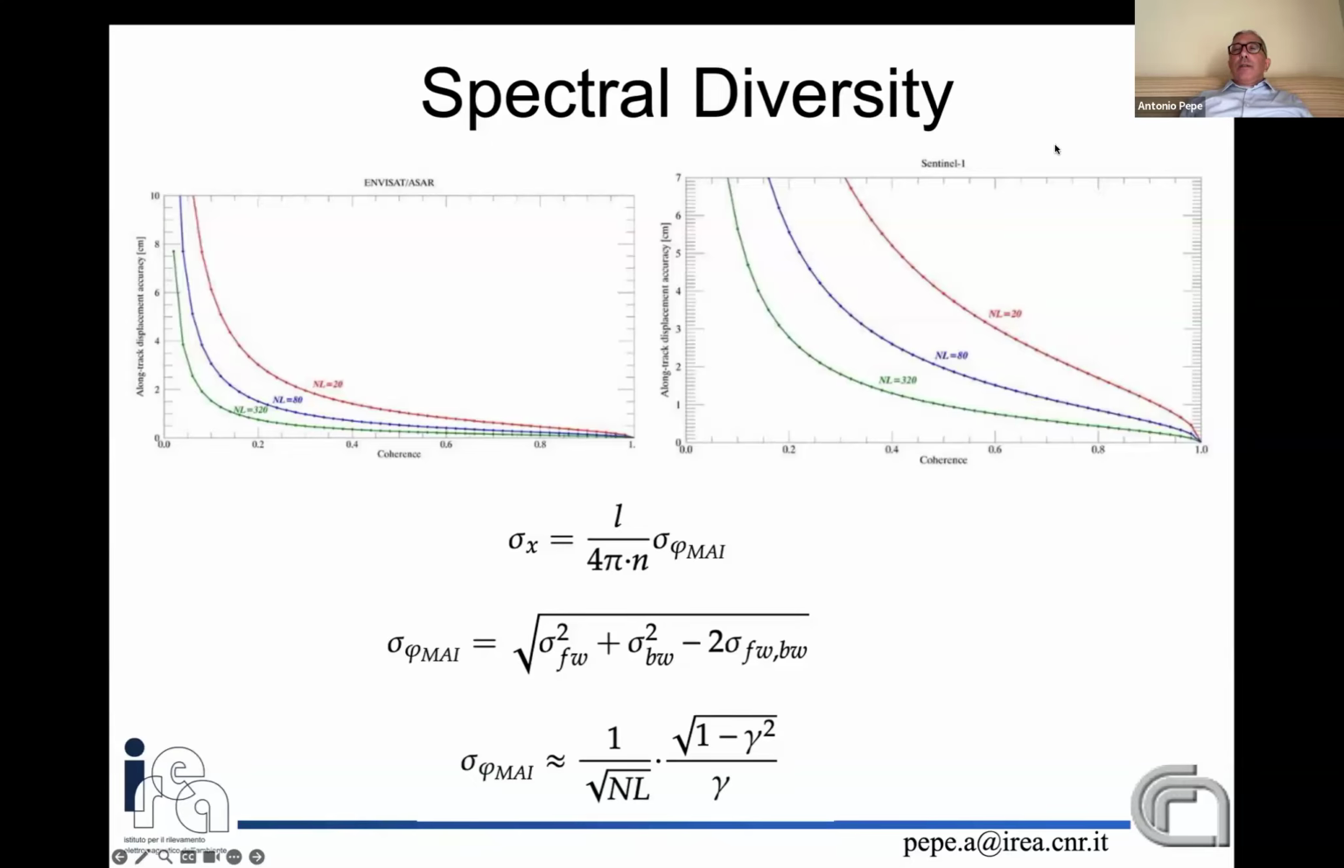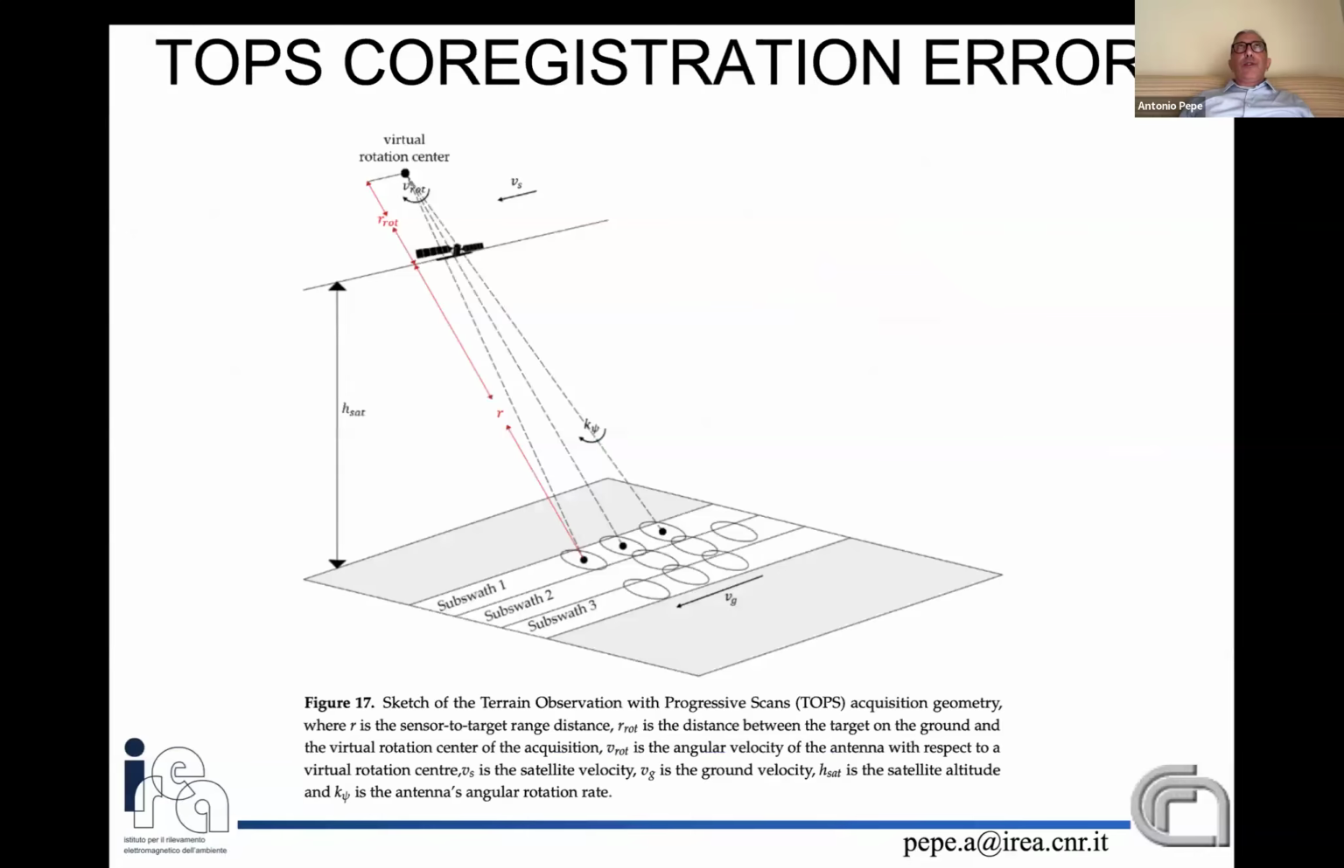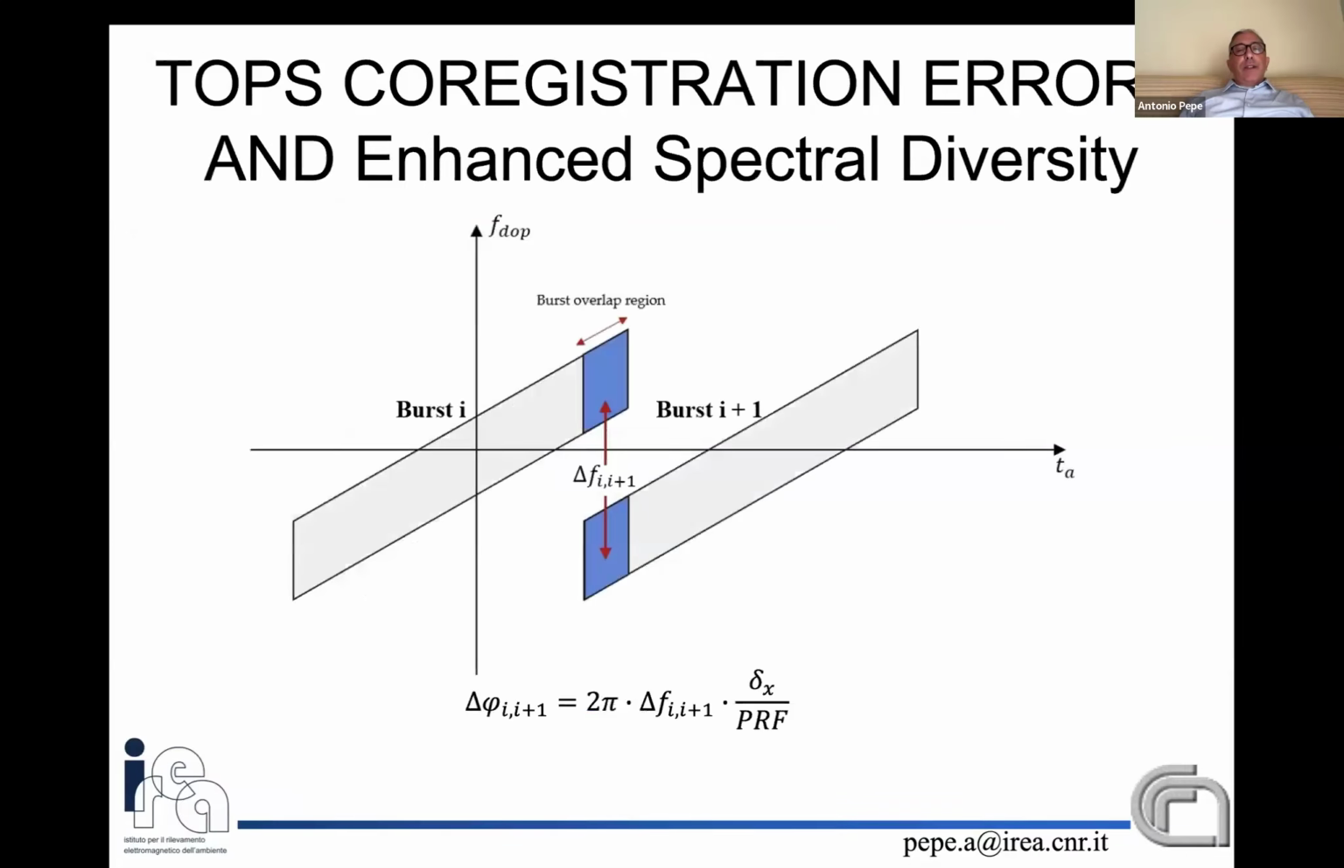This is a comparison. This is a graph related to Sentinel-1, and this is a graph related to another sensor. If we apply multiple aperture interferometry to Sentinel-1, we can see this picture and understand which is the region of coherence where the measurements are good enough. A further improvement of multiple aperture interferometry is now represented by ESD, the enhanced spectral diversity, which is applied specifically to Sentinel-1.